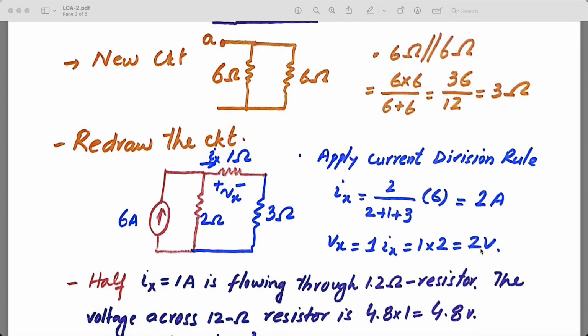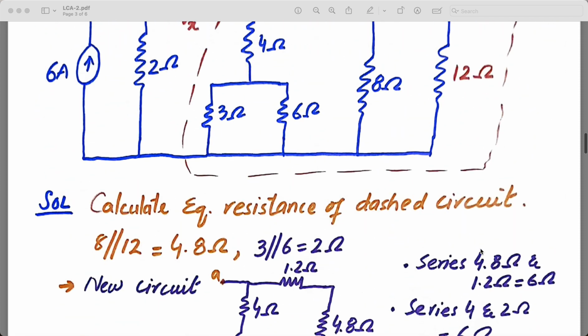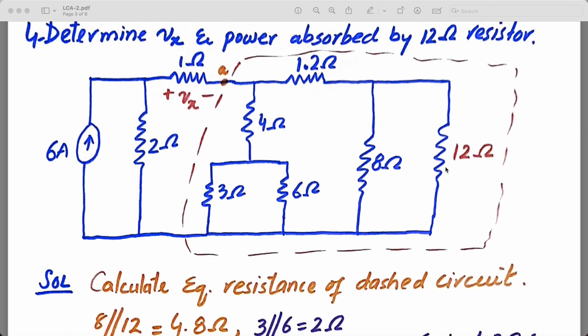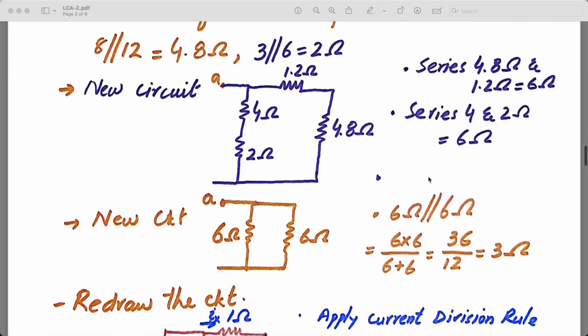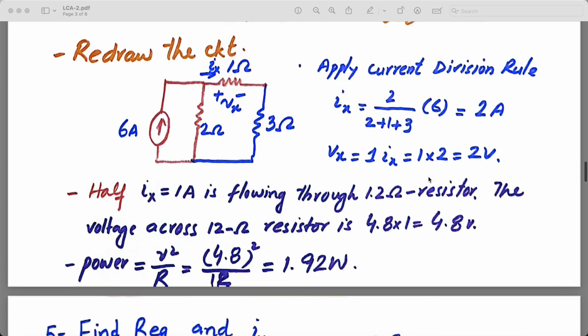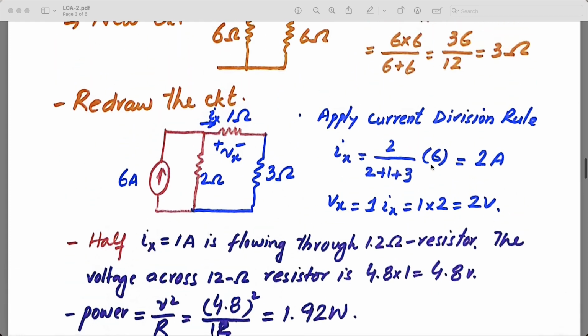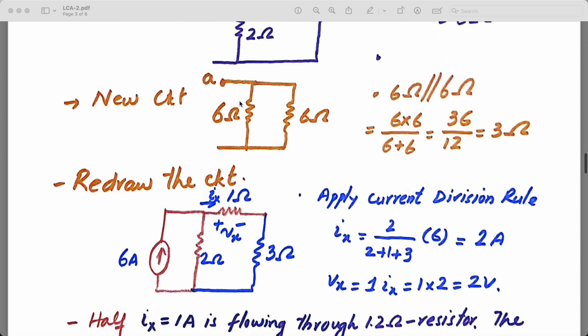The other question is that we need to calculate the power absorbed by the 12 ohm resistor. It means that we need to know either the current flowing through this resistor or the voltage across that resistor. If you see this circuit here, the total current flowing through this part is 2 ampere, but the 6 ohm resistor is here, 6 ohm resistor is here, the resistors are equal, so 1 ampere current is flowing through this, 1 ampere current is flowing through that part.